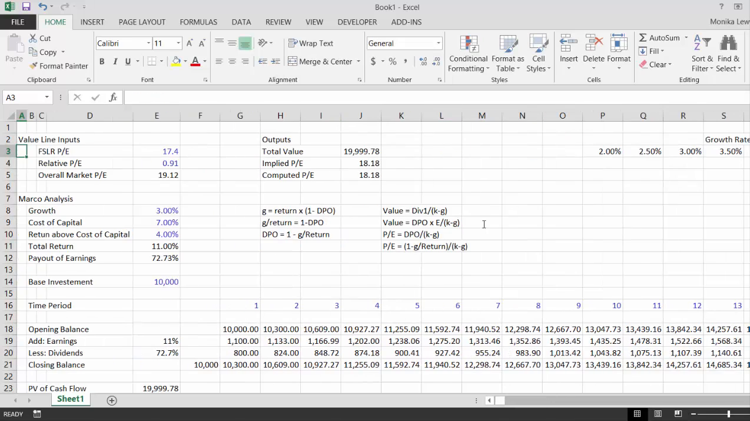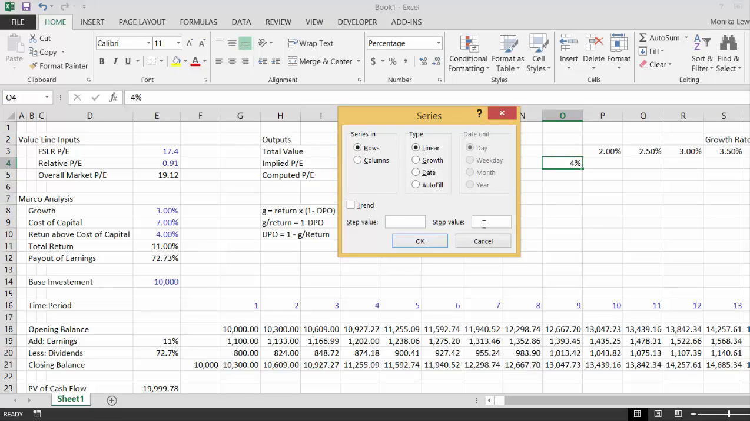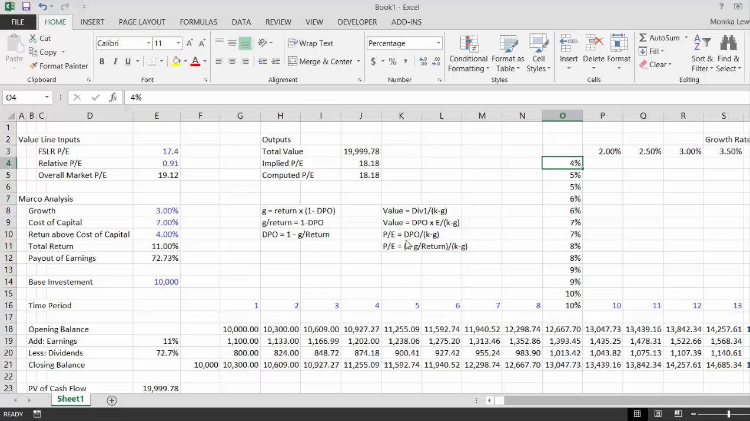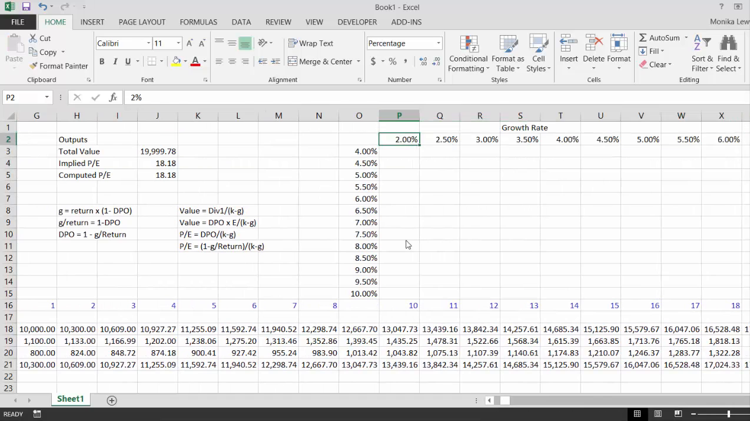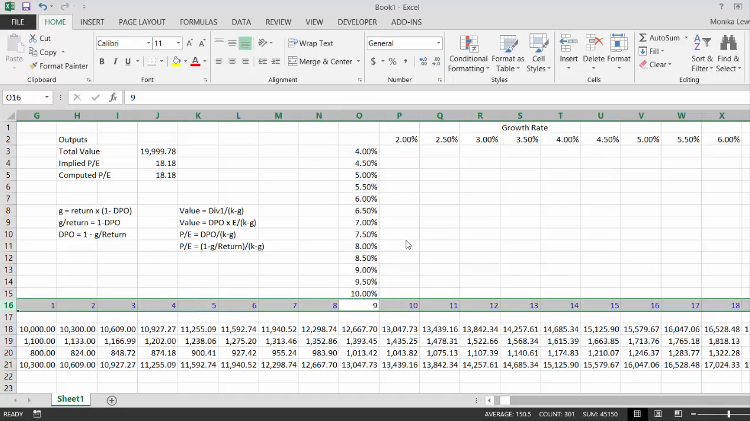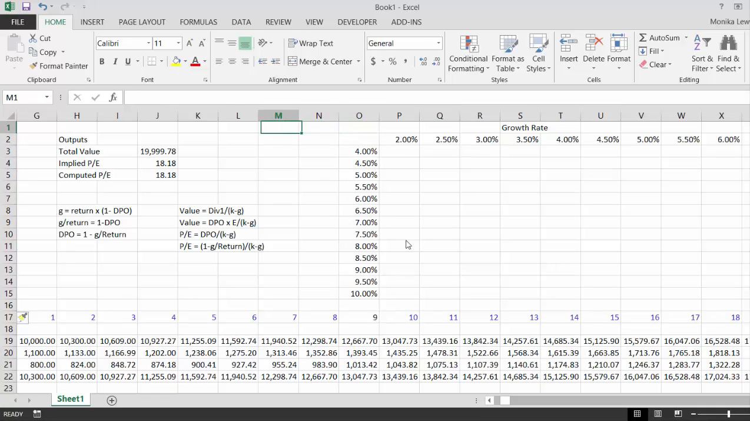And then on the side of the growth rate, let's put the cost of capital. How about we start with 4%, and then we put Alt EIS, and let's do the same thing, 0.5%, and go to 10%. And this time we put it in a column, and Shift Control P, well, Control X, I'll move that up just temporarily. Okay, and then let's put 9 here. How about, okay, and let's see what happens to the implied PE.